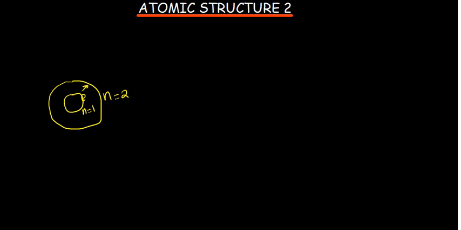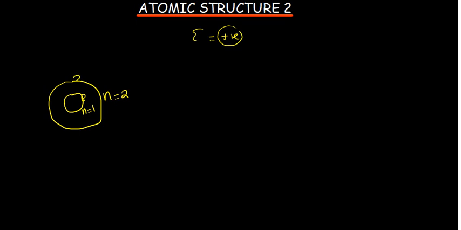Now, how much energy do you need for the electron to transition between energy levels? Notice that for this electron to go to the next energy level, it needs to gain energy. That means the energy that you calculate should be positive. Why? Because you need to gain energy.